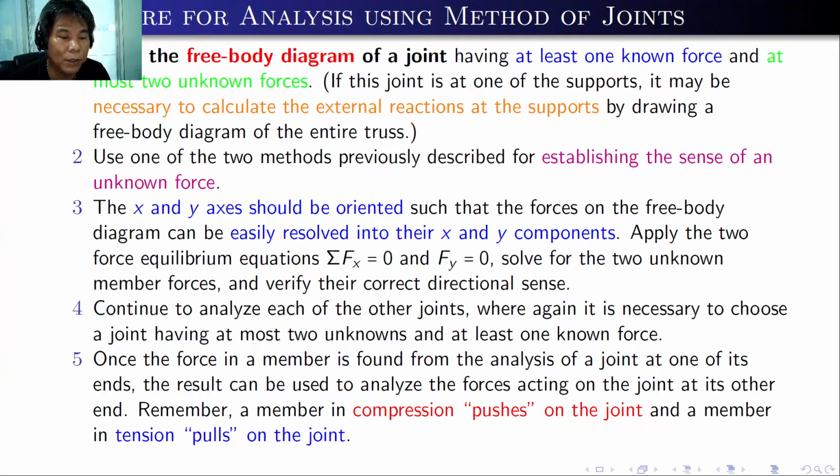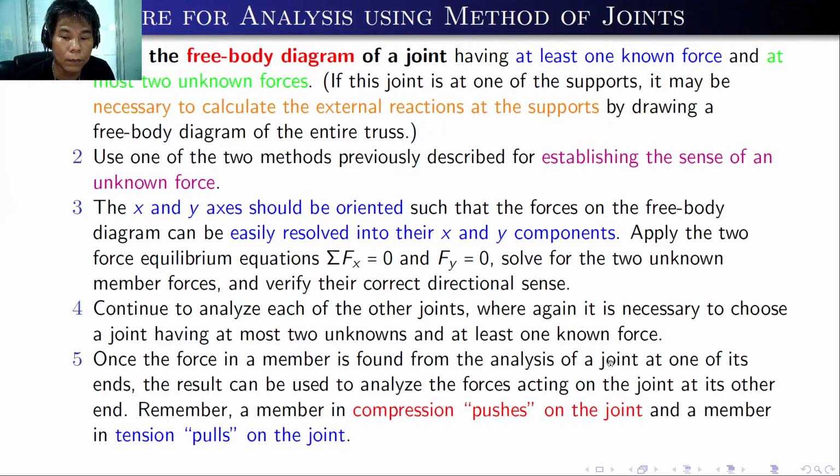Step 4. Continue to analyze the other joints, where again it is necessary to choose a joint having at most two unknowns and at least one known force. And last step, once the force in a member is found from the analysis of a joint at one of its ends, the result can be used to analyze the forces acting on the joint at its other end. Remember, a member in compression pushes on the joint and a member in tension pulls on the joint.